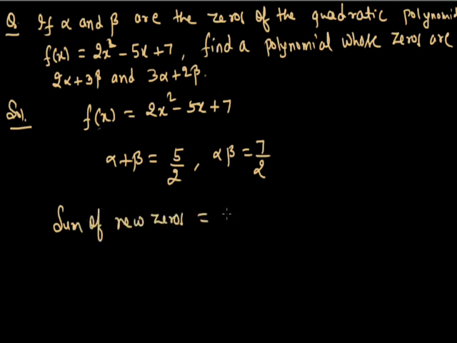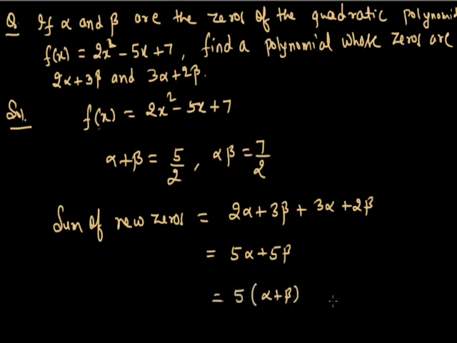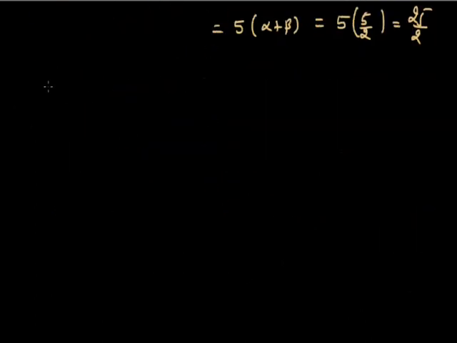is equal to 2 alpha plus 3 beta plus 3 alpha plus 2 beta. So this will be equal to 5 alpha plus 5 beta. So 5 times of alpha plus beta, and this is equal to 5 multiplied by 5 by 2, 25 by 2. So the sum of new zeros is 25 by 2. Now product of new zeros.